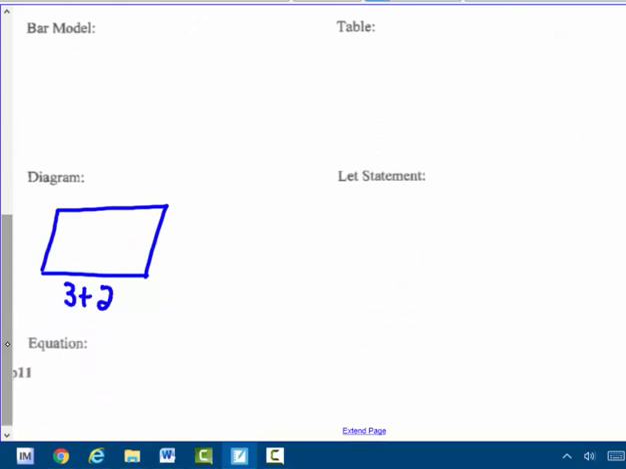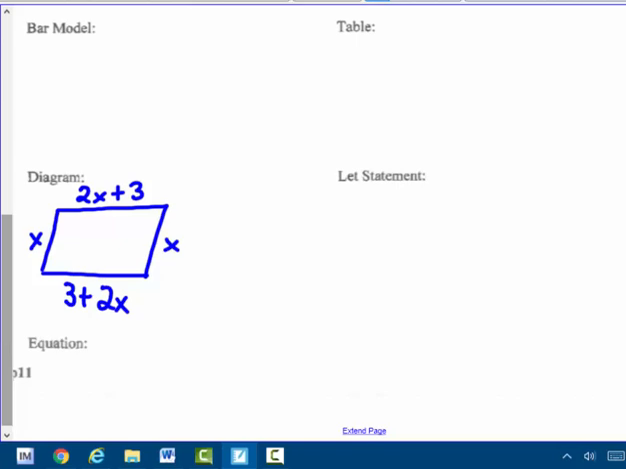So I'm going to now apply that to my picture. 3 more than 2x or 2x plus 3, it doesn't really matter. And I'm going to write it on both of my lengths. And so my width is x. So that's how I would set up that word problem with a diagram, and then I would write the equation. We'll get to that in a moment.